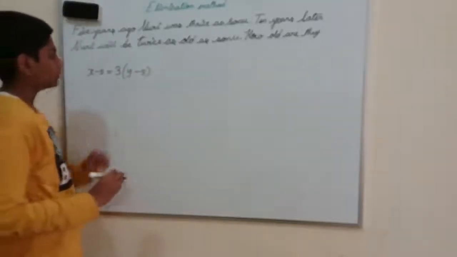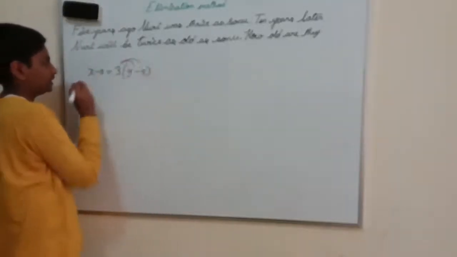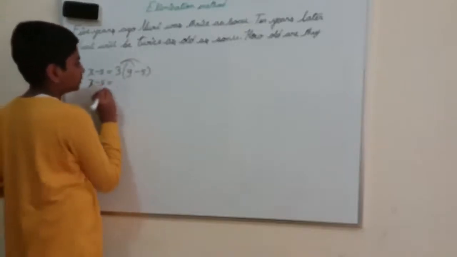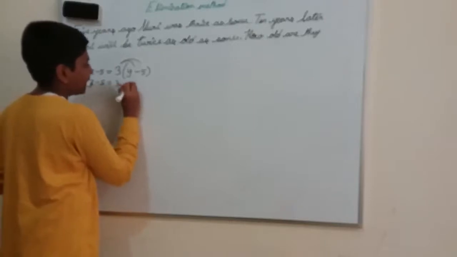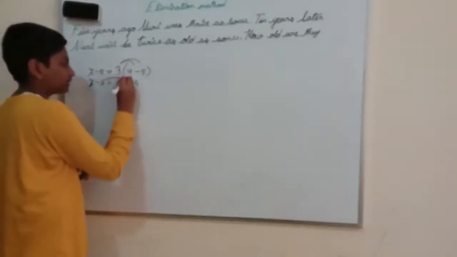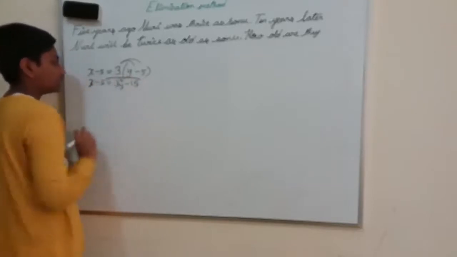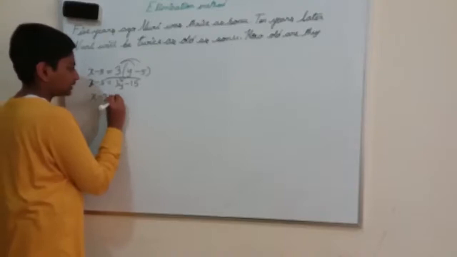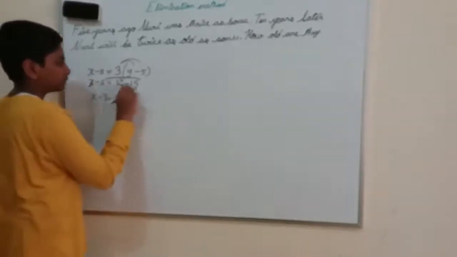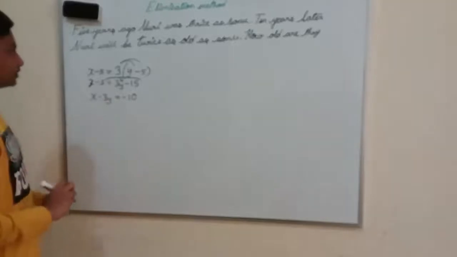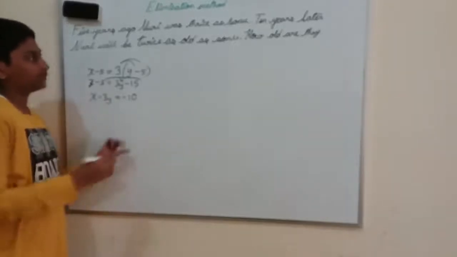Now let's simplify them. So I should multiply these both. So I'll get x minus 5 equal to 3y minus 15. So here, what will I do? I'll transpose this 5 over here. So x minus 3y is equal to minus 10. So now we got the first equation. Now let's find the second one from the question itself.